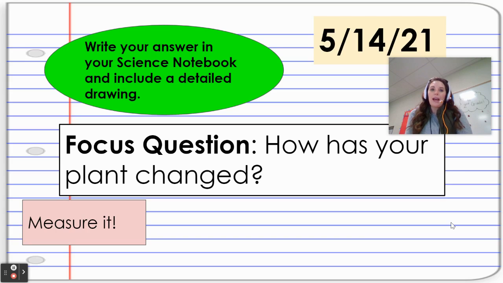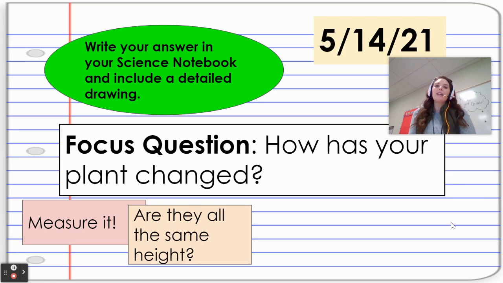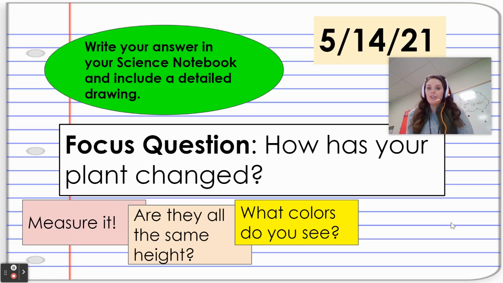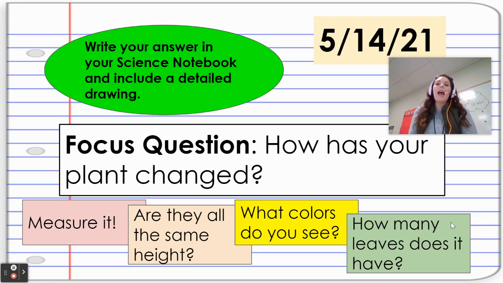What ways can you describe how your plant has changed? Well, you could measure it. You could measure and keep track of how tall your brassica plant is today. Make a note of it in your notebook. Ask yourself, are all of my brassica plants the same height? I know mine aren't. Are yours? What colors do you see on your brassica plant? And how many leaves does it have? How many leaves do each of your brassica plants have? That might be important to note as we move forward and continue to observe.